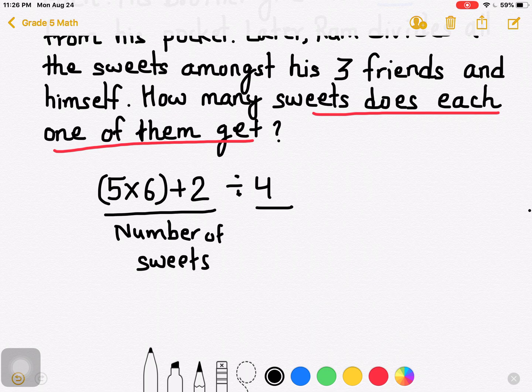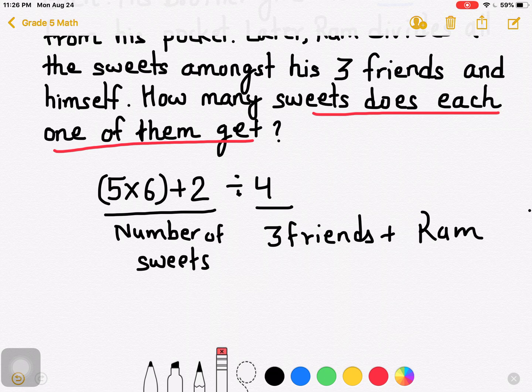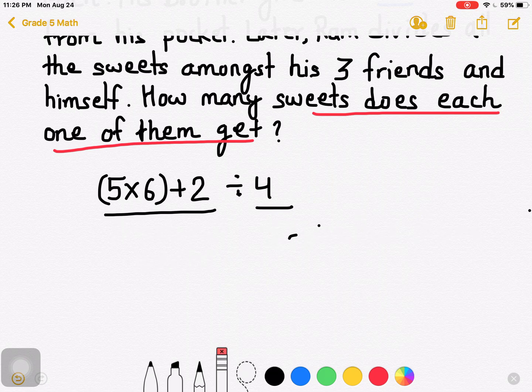Okay, here 3 friends plus Ram, it has to be divided for 4. Okay, this is the condition, this is the problem which we have made from the above condition.